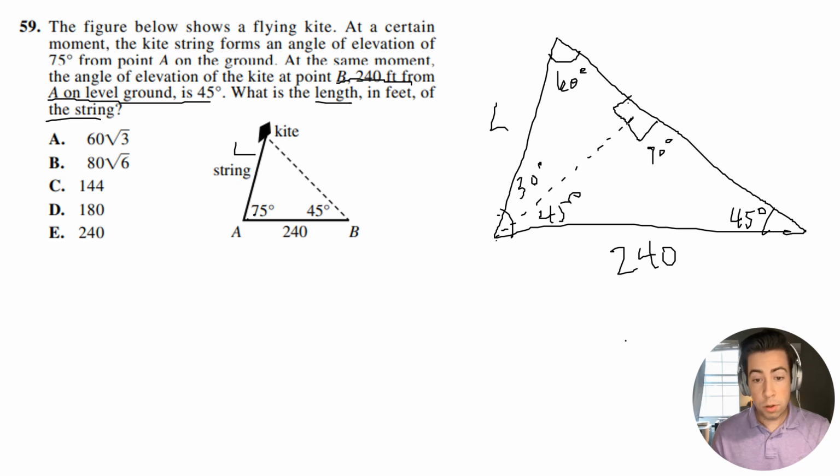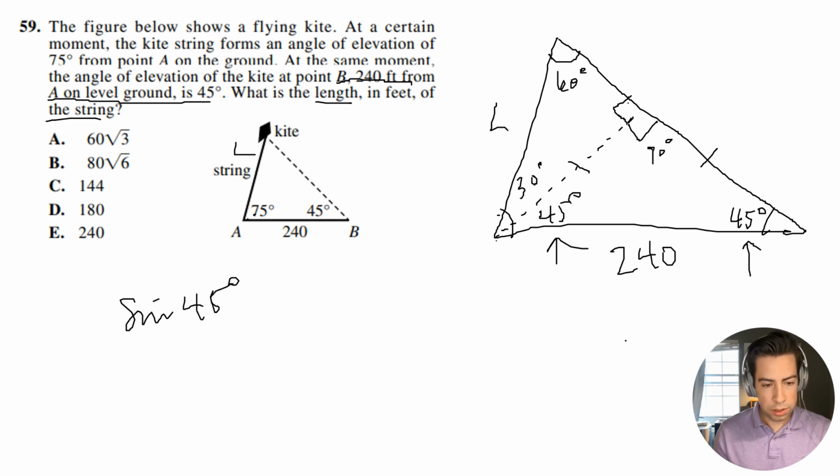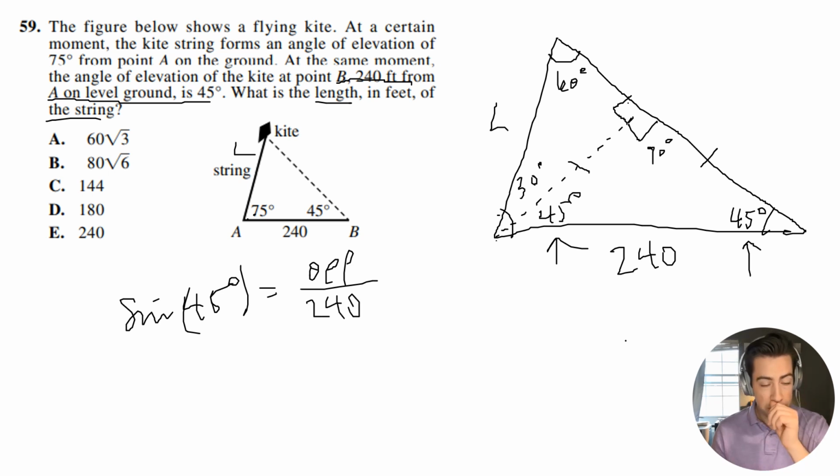Okay. So now that we know that, let's go ahead and write out something that's interesting. So if this is 45 degrees and this is 45 degrees, then this length has to be equal to this length, okay? So those lengths are the same. So with that knowledge, we now know that sine of 45 degrees equals the opposite over the hypotenuse, which is 240, okay? So we know that much.